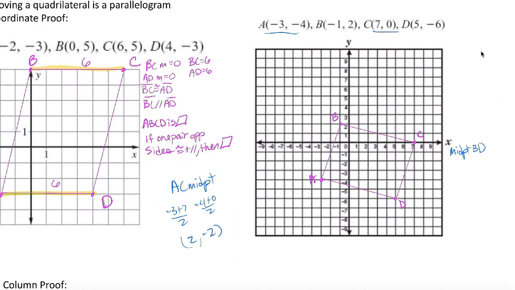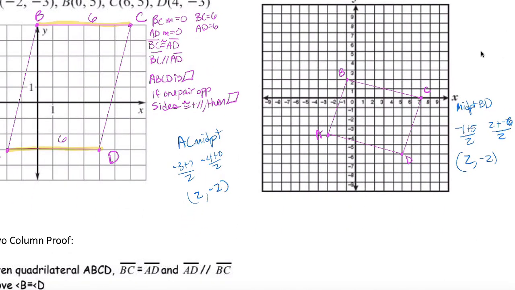Now let's look at the midpoint for BD. So the midpoint for BD using point B and point D is going to be -1 plus 5 over 2, 2 plus -6 over 2. So it's going to be 4 over 2, which is 2. 2 minus 6 is -4 over 2 is -2. And it's 2, -2. And if you're getting the same coordinate for the midpoint of both of the diagonals, that means that the diagonals bisect each other. So I can now say that ABCD is a parallelogram.